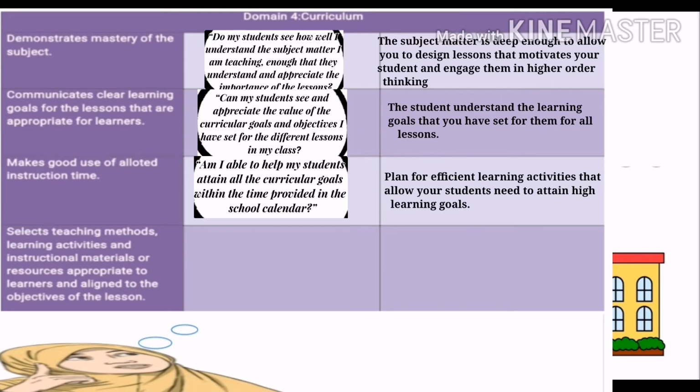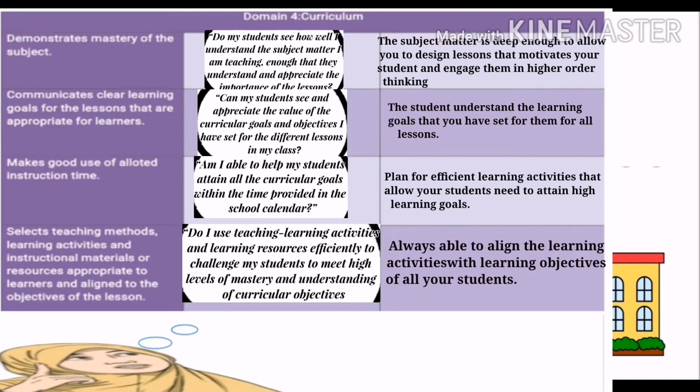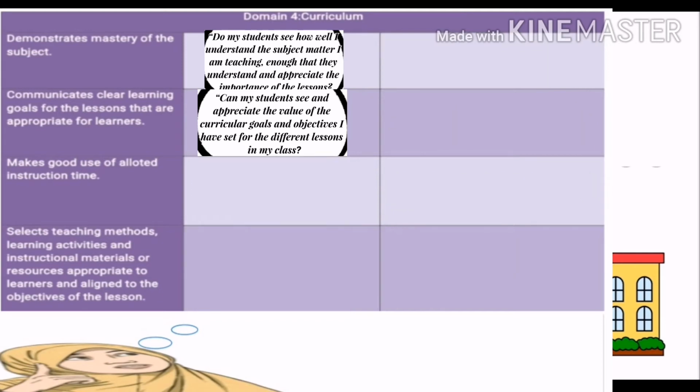Selects teaching methods, learning activities, and instructional materials or resources appropriate to learners and aligned to the objectives of the lesson. Do I use teaching learning activities and learning resources efficiently to challenge my students to meet high levels of mastery and understanding of curricular objectives? So, sa pagtuturo, hindi puro discussion lang. Para iwas umay, kailangan magplano ka din ng mga activities na appropriate sa iyong topic. Always able to align the learning activities with learning objectives of all your students.